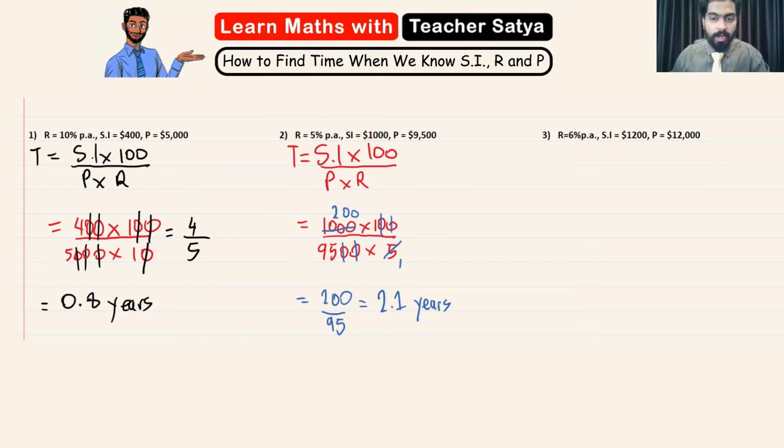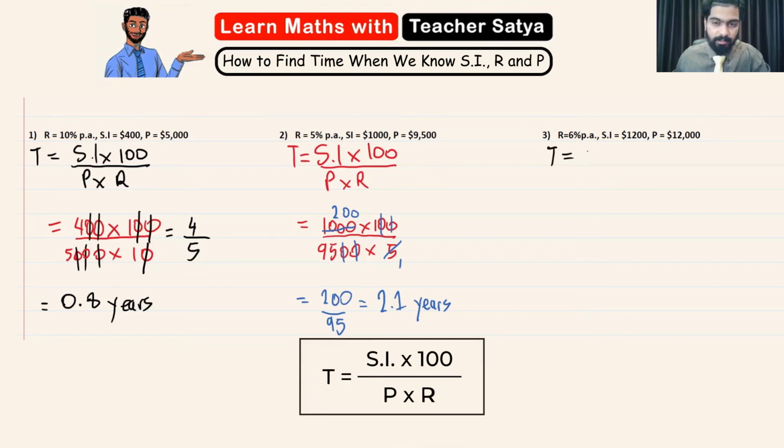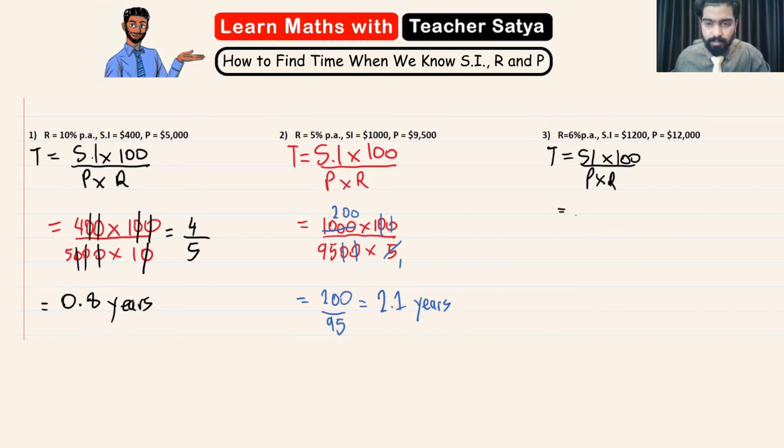Now let's go ahead and solve one more question. Again, we start by writing the formula down. The time is SI multiplied by 100 over P times R. Now again, let's start off by seeing what is the SI. So we have 1200 multiplied by 100 over our principal is 12,000 multiplied by R is 6, right guys?